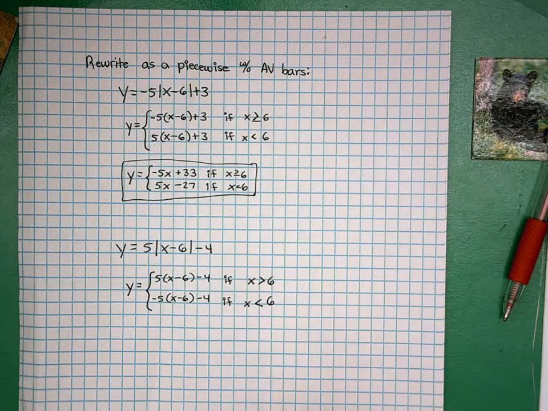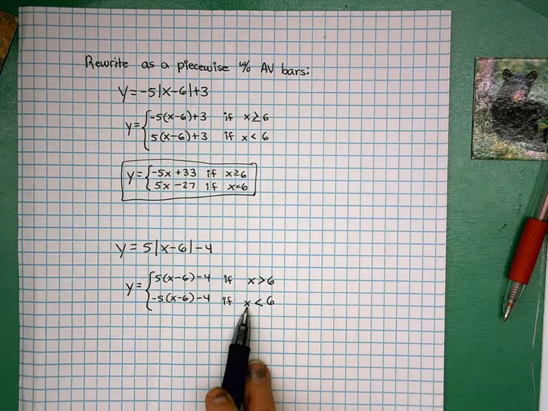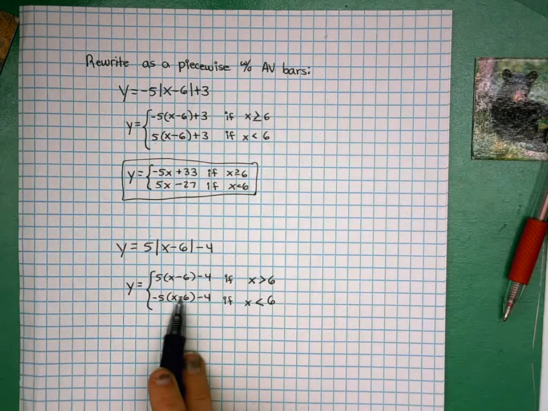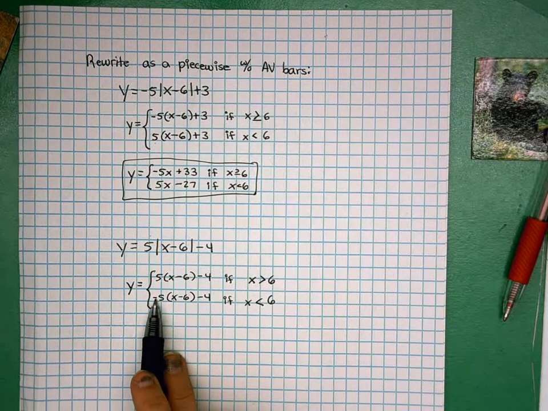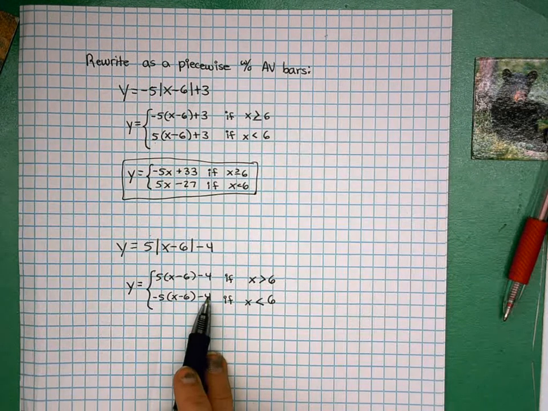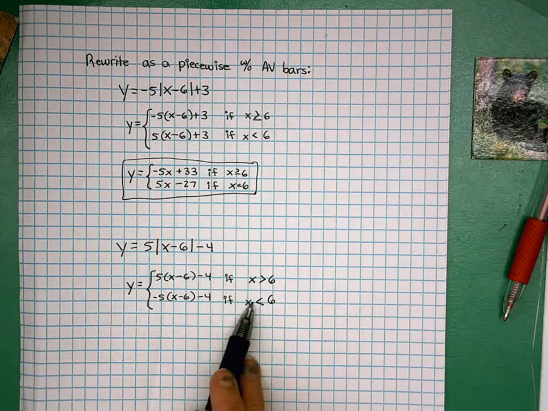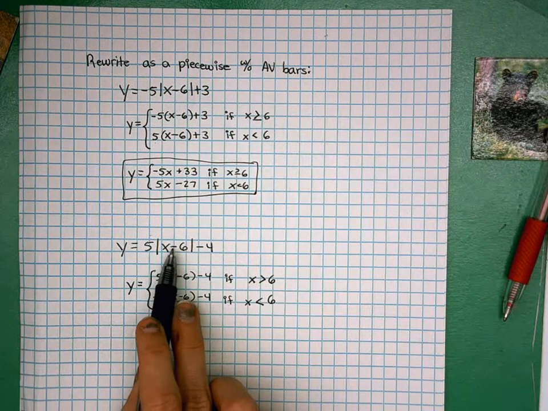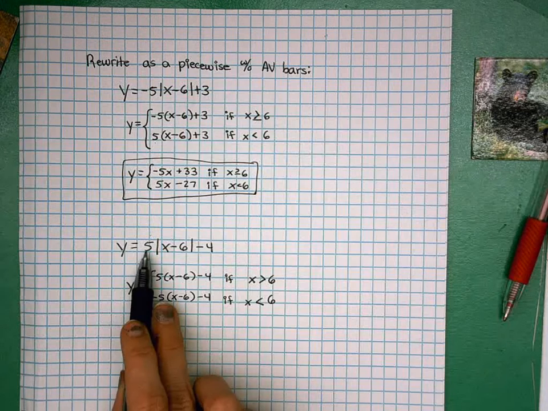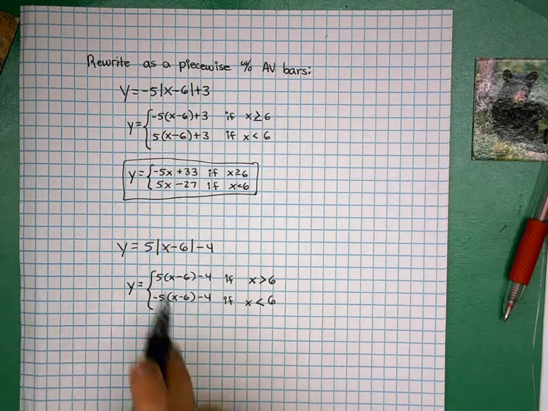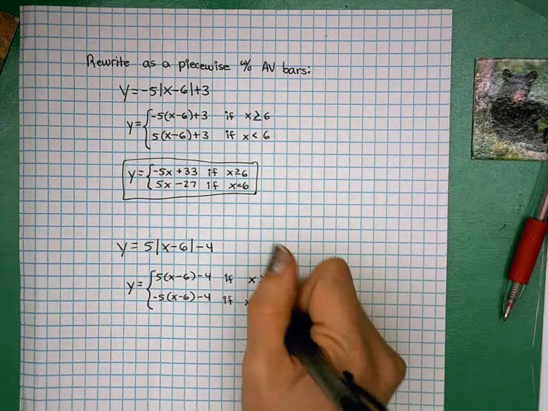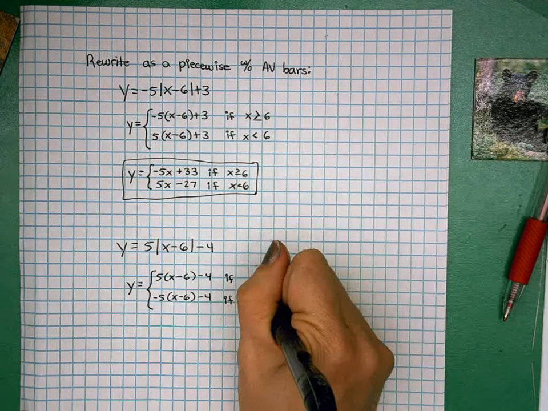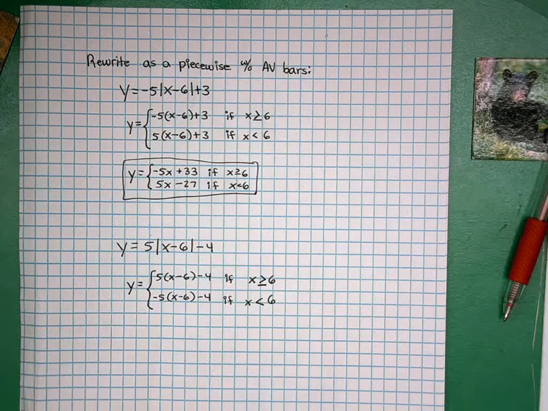It's always good to double check. Say we plug in 0, that's less than 6. 0 minus 6 is negative 6 times negative 5. It's positive 30. Minus 4 is 26. If I plug that 0 in up here, 0 minus 6 is negative 6. Absolute value is positive 6. Times 5 is 30. Minus 4 is still 26. And so since they match, I know that I have them faced the right way. If not, I'd have to flip them. And then make sure your equals gets associated with one of them.